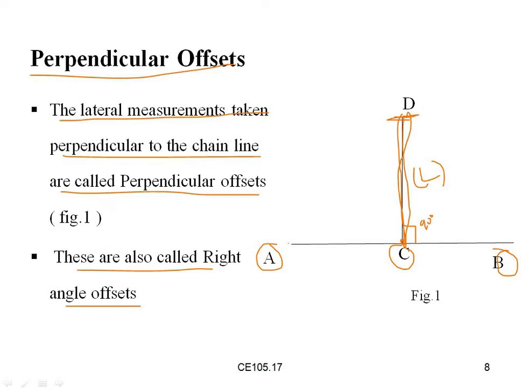These offsets are used for making the right angles and taking the proper direction in between the chain lines, so that we can identify the points and boundaries, and any fences that are there. So we can keep this offset.